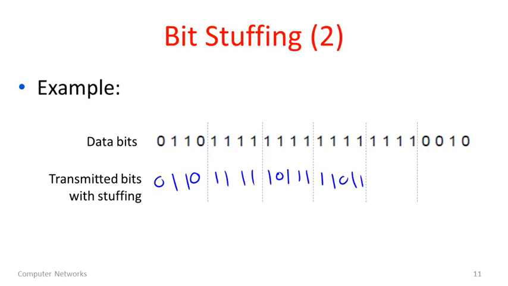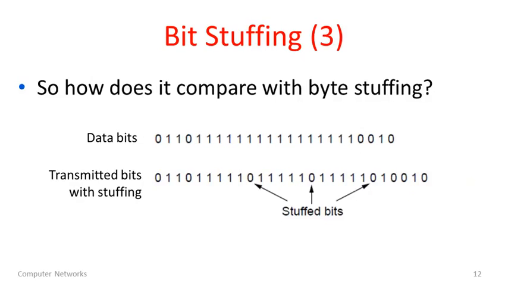Now we're up to here. 2 ones, 3, 4, 5 ones, 0. Then 1, 1, 0, 0, 1, 0. No problem. Here are the characters I've inserted by stuffing. This slide just cleans it up a little bit. And I've already told you how it compares in terms of maybe being slightly more efficient, but being more complicated and not worth it in practice.